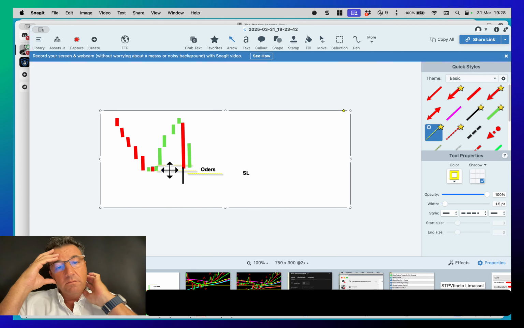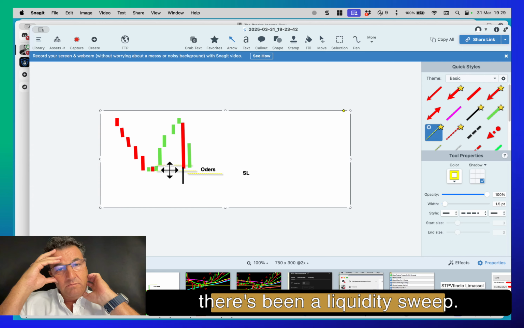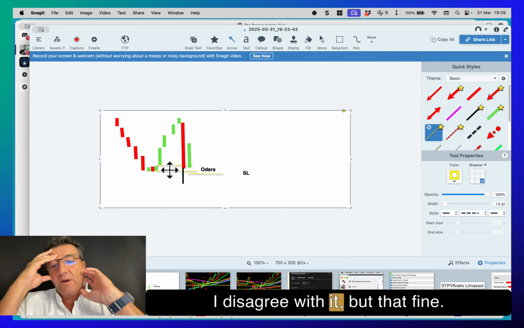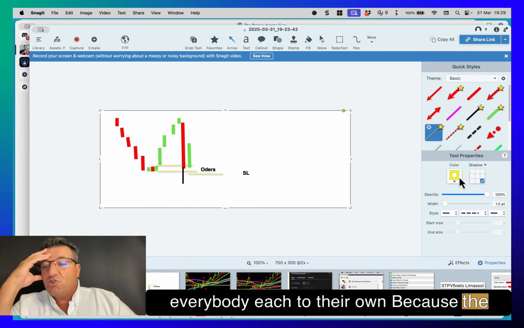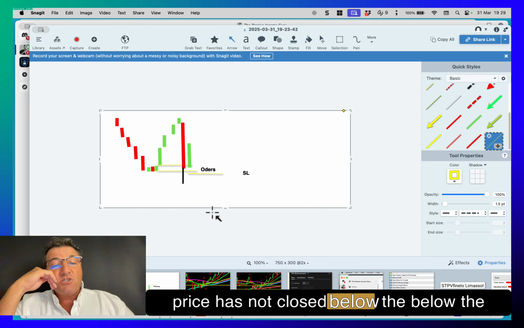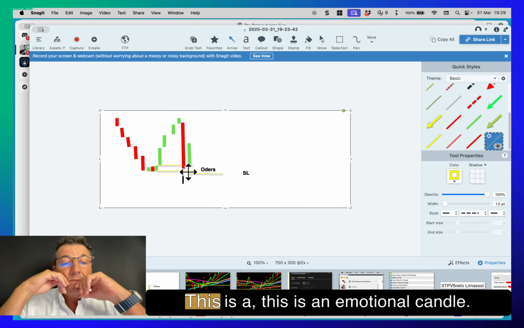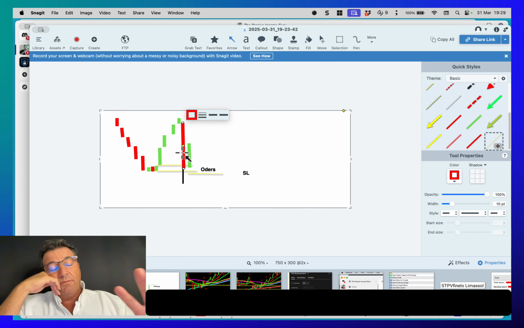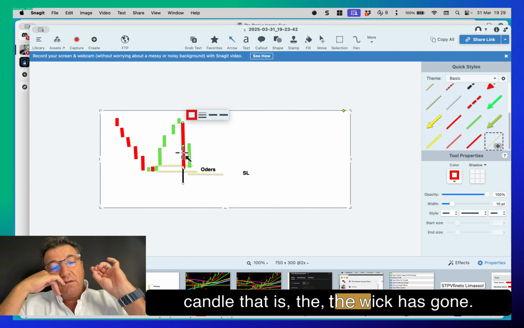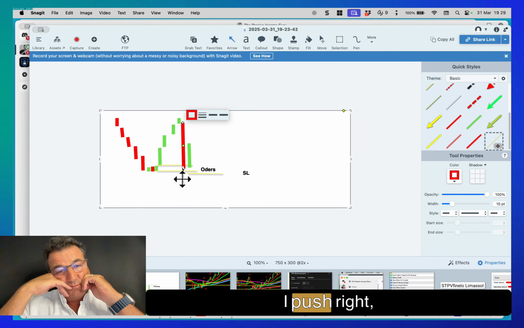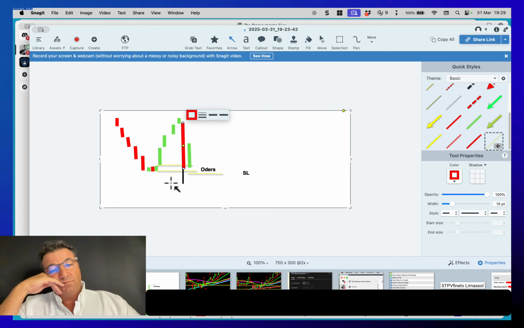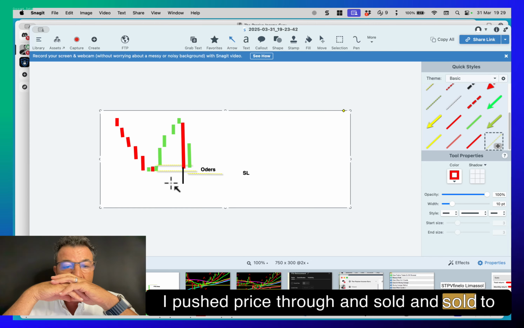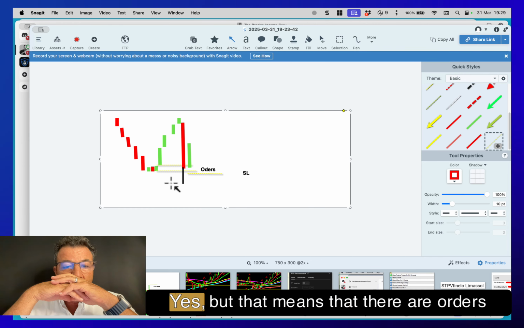Sorry? It's been a liquidity sweep. It's a mitigation of that, no order block. Okay, I disagree with it, but that's fine. Everybody to their own. Because the price has not closed below the order block. This is an emotional candle. This is a candle where the wick has gone. Hang on, Al. The wick tells you that they've pushed price through that order block and sold and sold and sold to take all the stop losses in order to move it back up again.